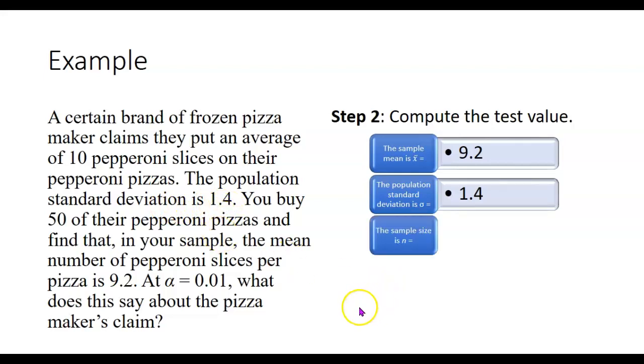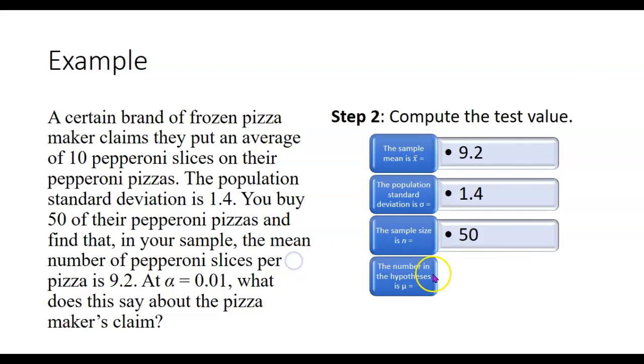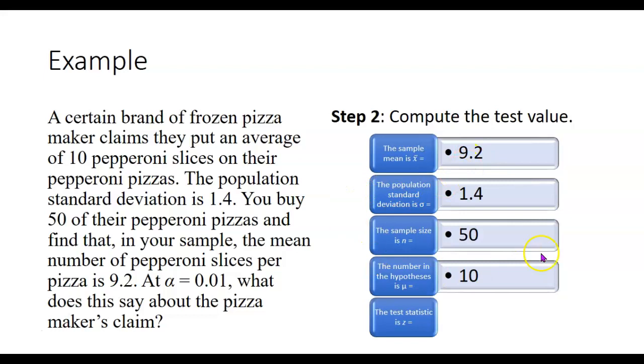The sample size is n, so that's how many, in this case, how many pizzas were in your sample. That was 50. And the number that you used in the hypotheses, the number that the null hypothesis said that mu was equal to, remember what that was? 10. Now, no matter what method you use to compute the test value, you do need to use these four numbers. You need to know what these four numbers are. So now we use them to find the test statistic.